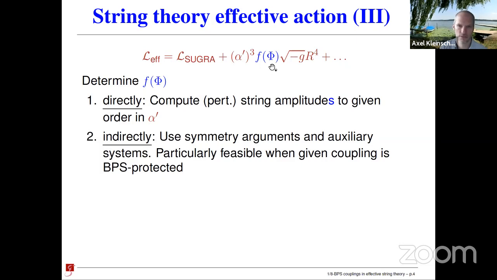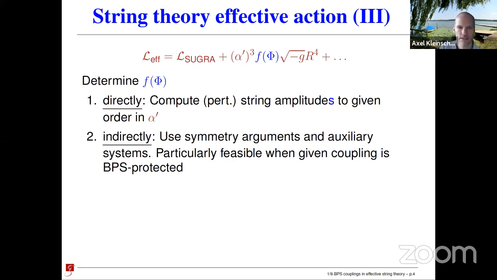And to fix it completely, in some cases, you can use indirect methods, namely just using symmetry arguments and maybe mapping it to some auxiliary system so that you can fix this coefficient function. And this second route is particularly feasible when the coupling here has some residual supersymmetry or some BPS protection. And as you can guess from the title of the talk, this will be the situation that I'm in.